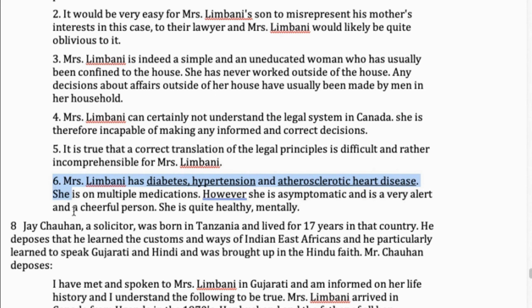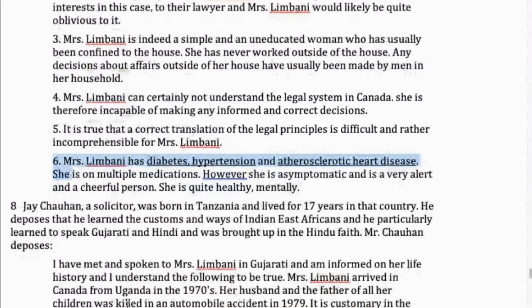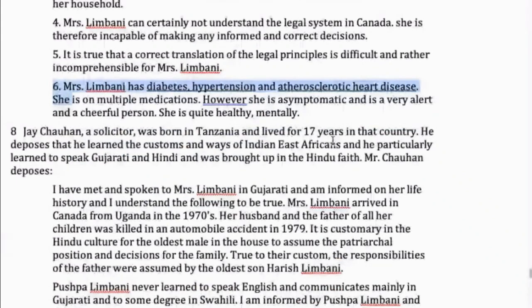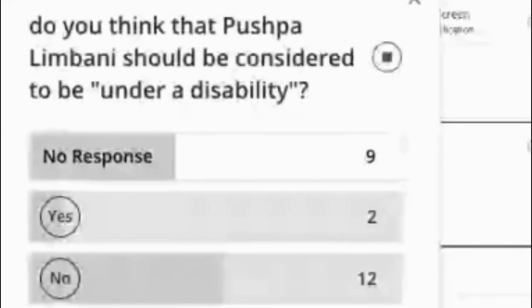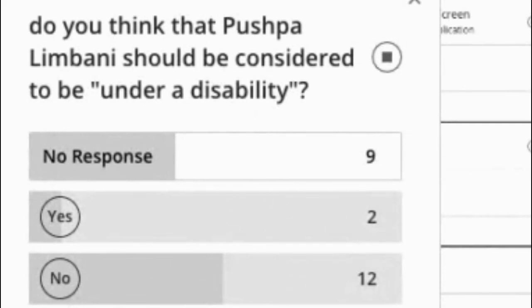So that evidence is there, but on the other hand, it's said that she's very alert and she's quite healthy mentally, and she's certainly not in a coma, nor is there any evidence of any mental health problems, right? Or like Alzheimer's or anything like that. Okay, seems like a clear majority say that she is not under disability, which is in fact what the court says, right? The plaintiff has not met this test. She's healthy mentally. She's stable mentally. She's not a disabled person within the meaning of the rules.